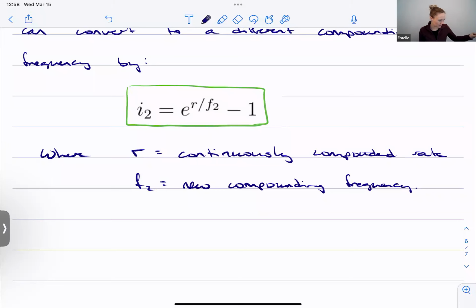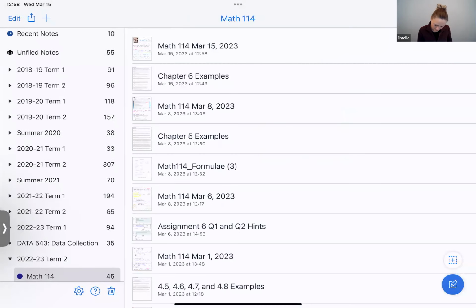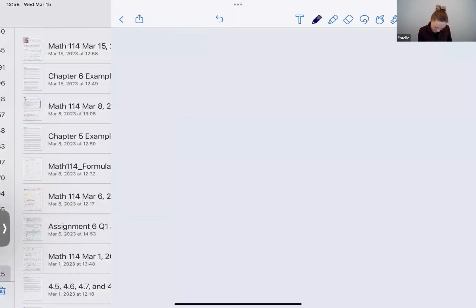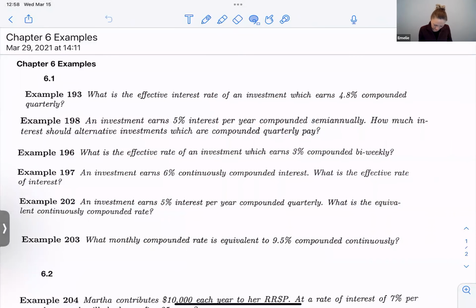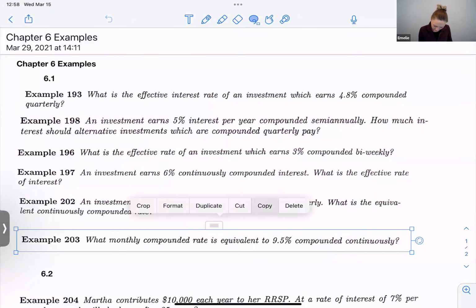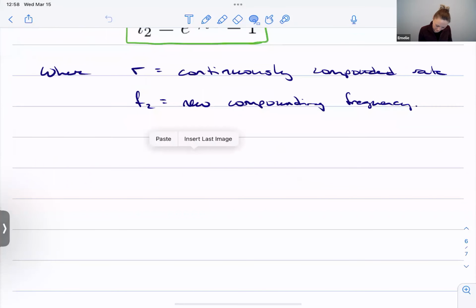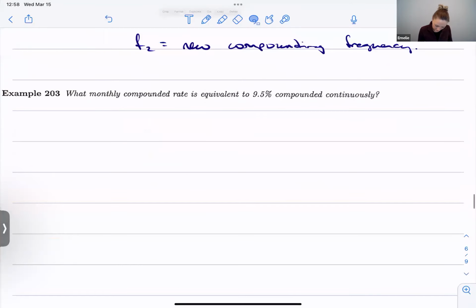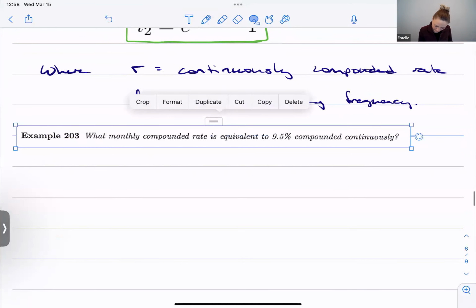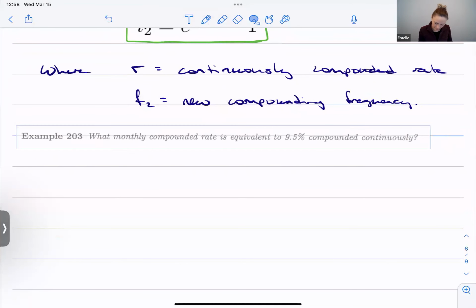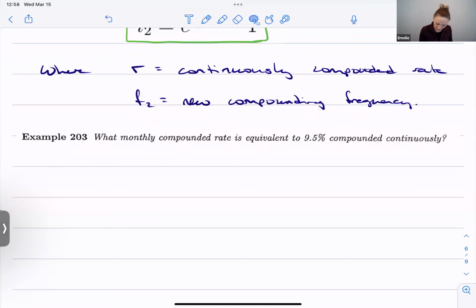Let's see if I have. Okay, let's do example 203. Probably skipping around a little bit, but that's okay. I'm following the formula sheet, that's why, and I think it's not matching.